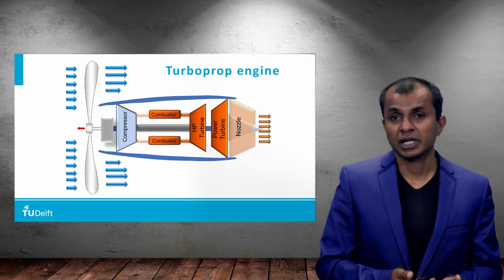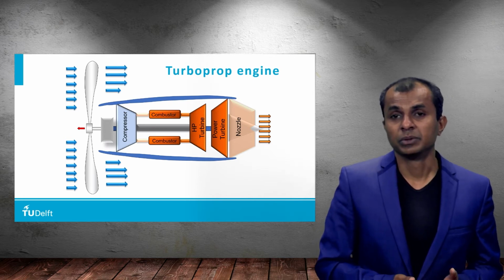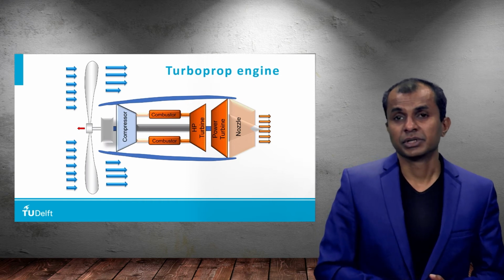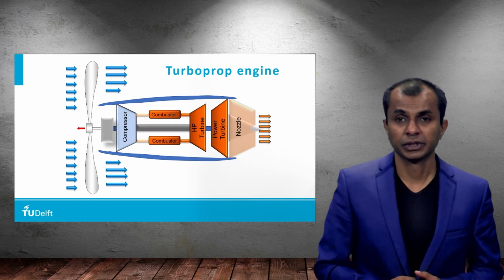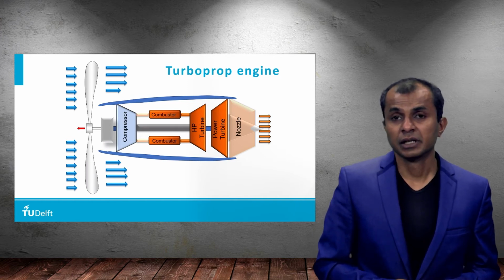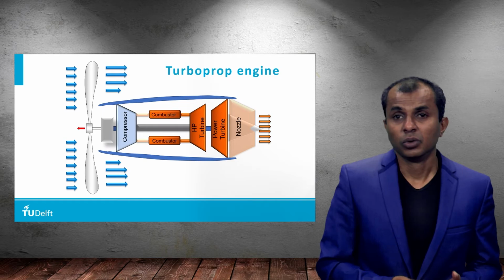But of course, when you go transonic, then turboprops have the problem that the tip losses are increased significantly because of the shock waves and so on and so forth. So turboprops are excellent propulsion systems for low Mach number flights.